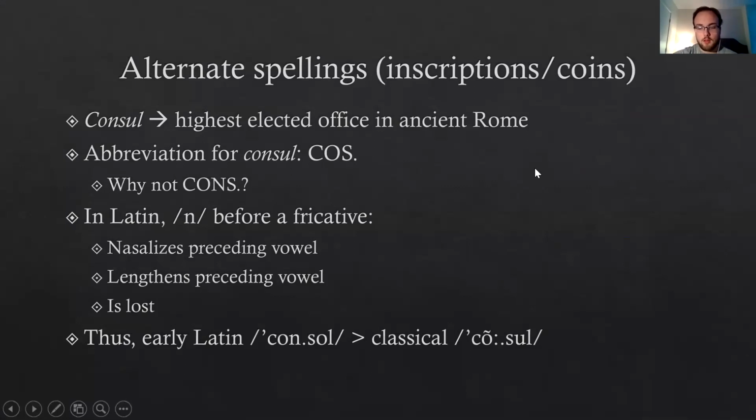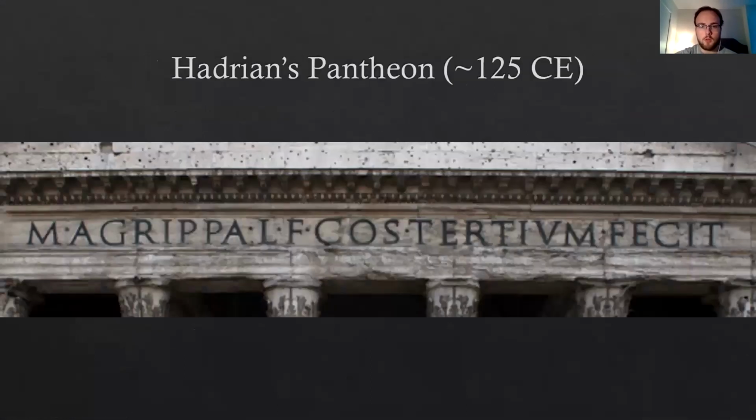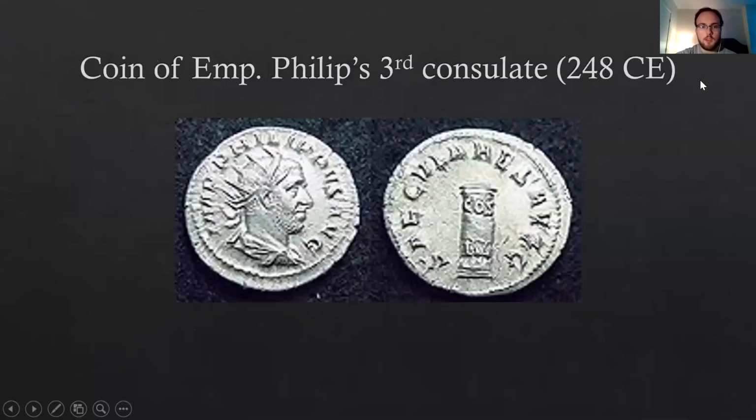And, again, it tells us a little bit more about the spoken language. We can see this right here in the inscription on Hadrian's Pantheon. We can see right here that Marcus Agrippa, the son of Lucius, I believe, when he was consul for the third time, made this. We can also see this in coins.